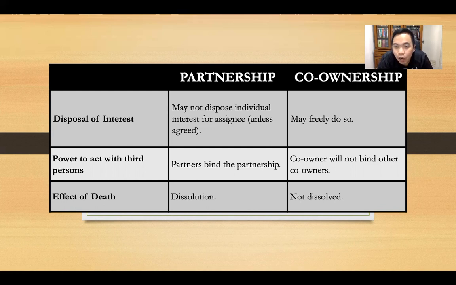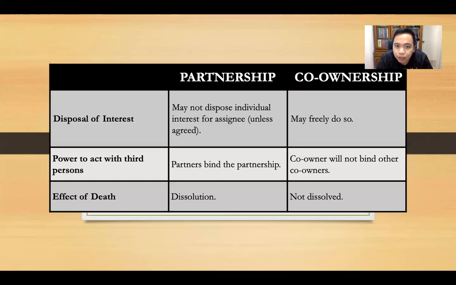Kasi again, class, all partners must agree for a person to be admitted in a partnership. Okay. Power to act with third persons. Class, lahat ng partner ay ahente o representative ng partnership. On the other hand, a co-owner does not have the power to act with third persons.